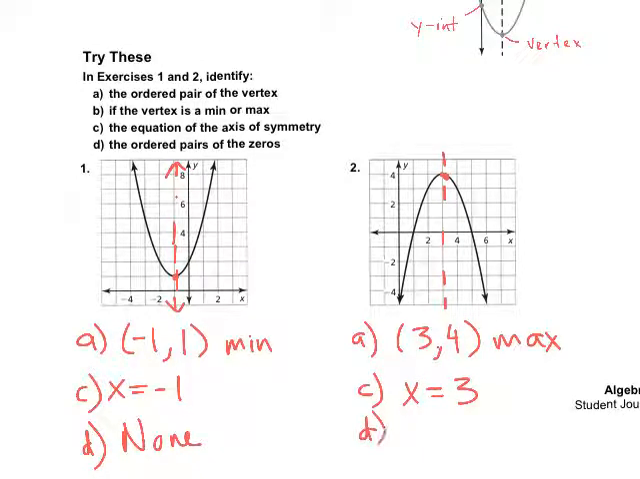And then the ordered pairs for the zeros would be these 2 points right here. It looks like it's over 1, up none, and over 5, up none. So 1, 0 and 5, 0. And that's it.